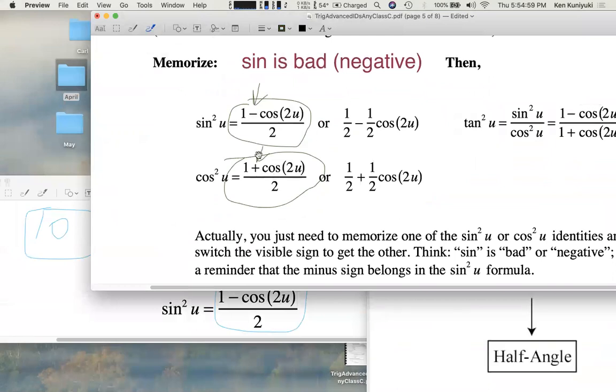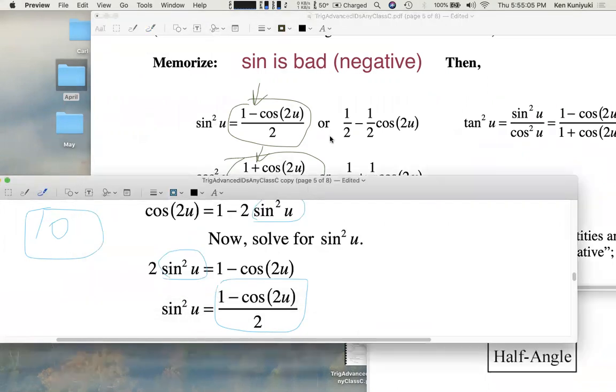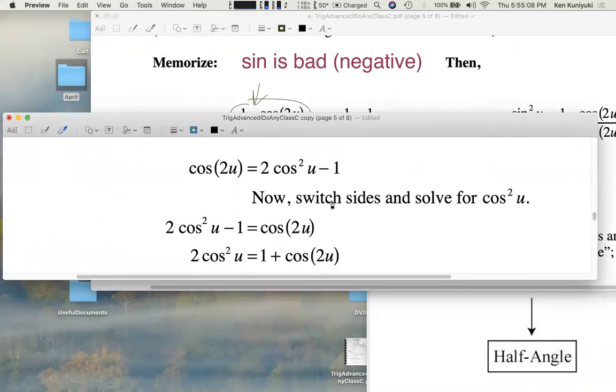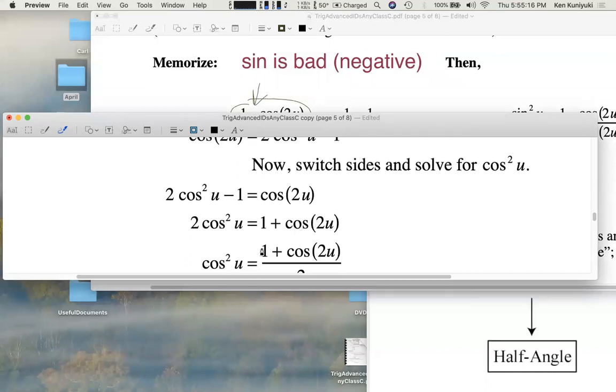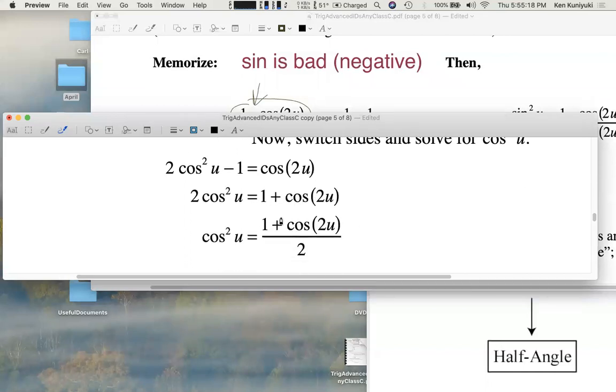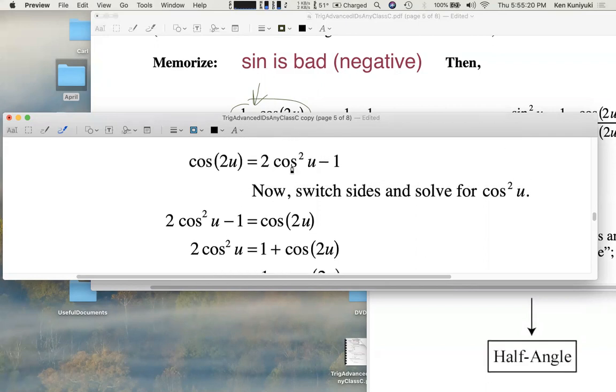And then again, it's easy to remember that you flip from minus to plus to get the PRI for cosine squared u. If you do the work, it's even easier. You add 1. Here I switch sides. You add 1 to both sides, divide by 2. It's even more straightforward. It helps that the cosine guy is in front.